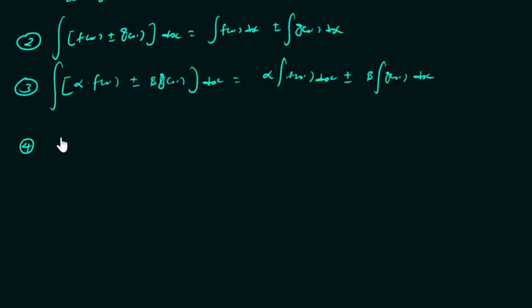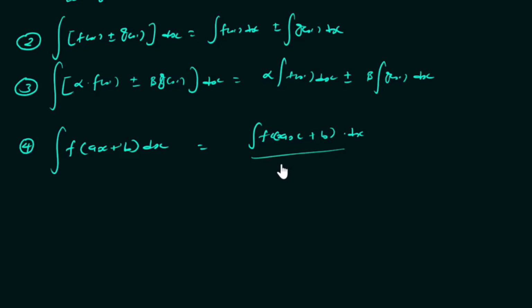Our next property is integration of function of ax plus b dx. So what we will do is we will first integrate the whole function f of ax plus b dx, and we will divide it by the differentiation of this ax plus b with respect to x. Okay, as of now, you can just remember these properties, and whenever we apply them to our problems, I'll explain again how to integrate such functions using these properties, right?